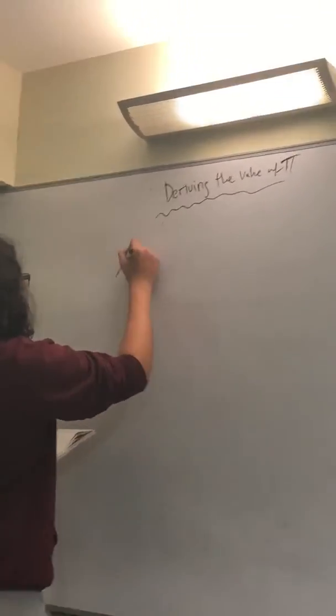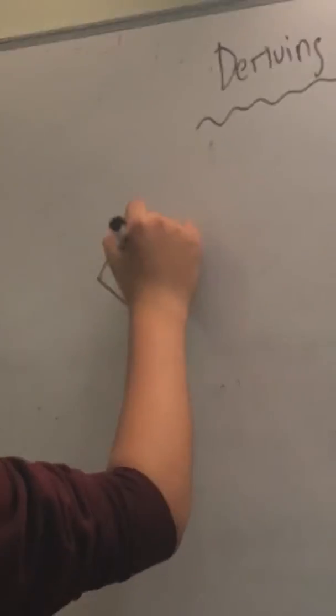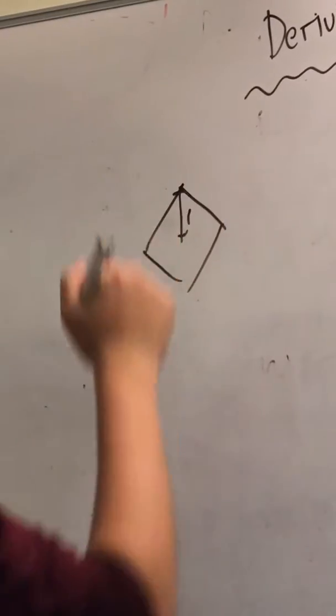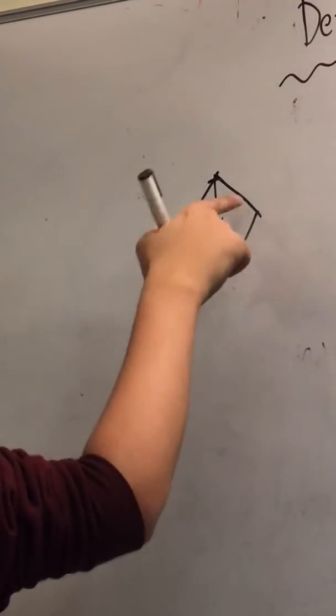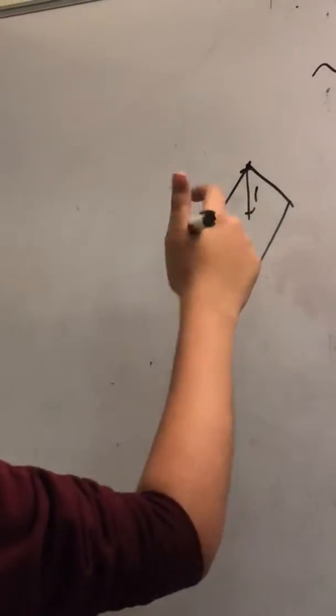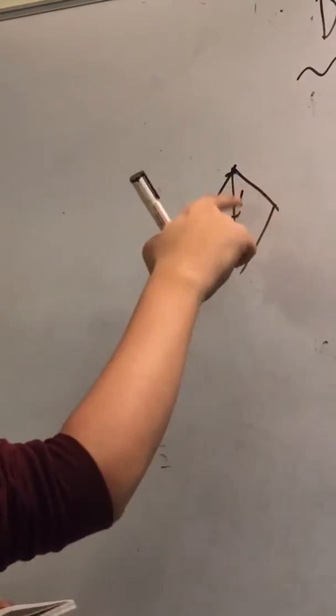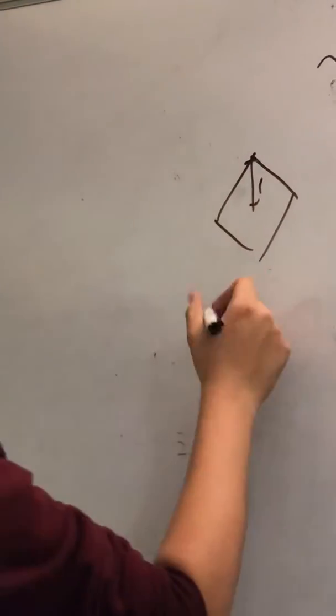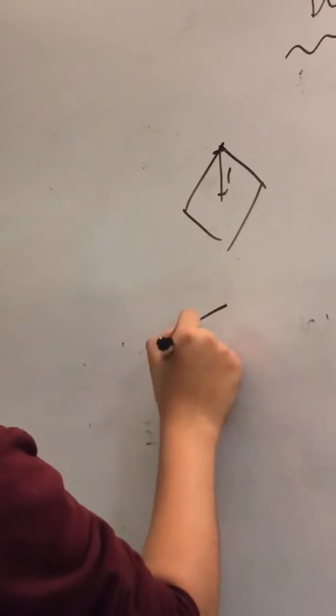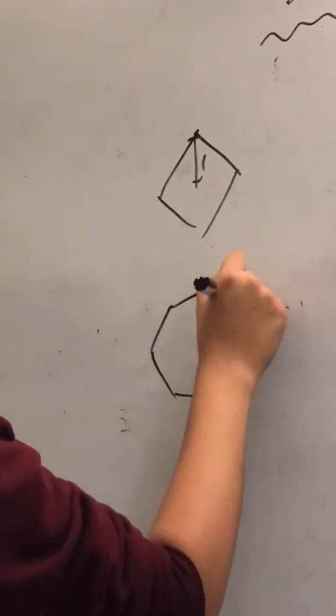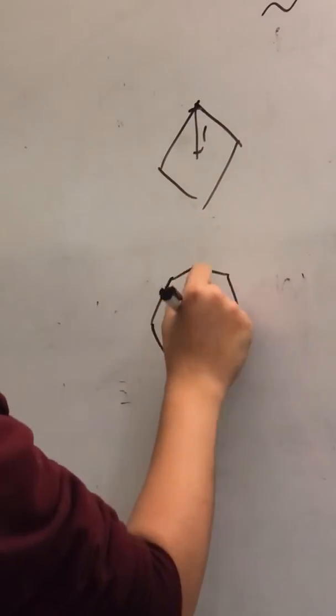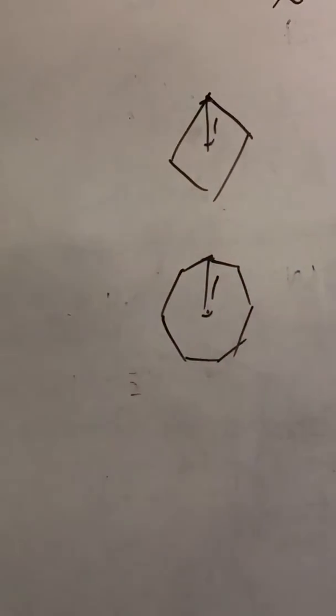Consider the following regular polygons that have a distance. Regular just means the same value for each side and angle, and the distance from a center to a vertex is 1. So this is four-sided. 3, 4, 5, 6, 7, 8. This is an 8-sided polygon, so that distance is 1 right there.